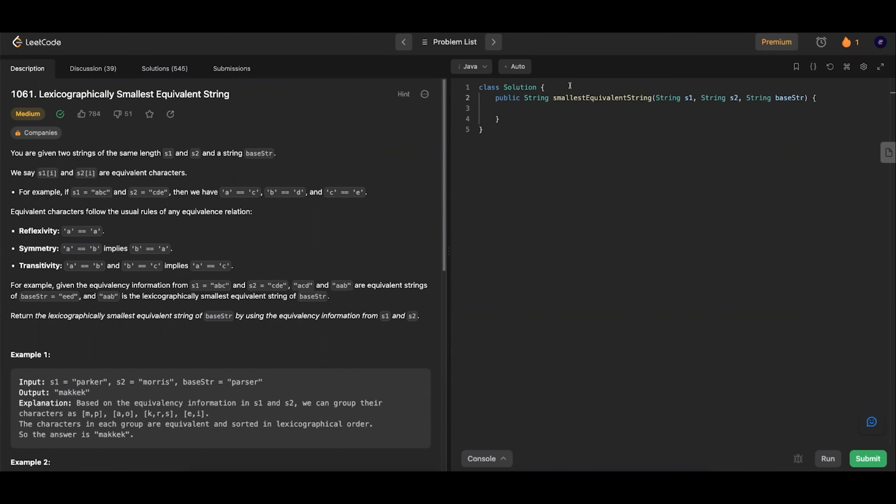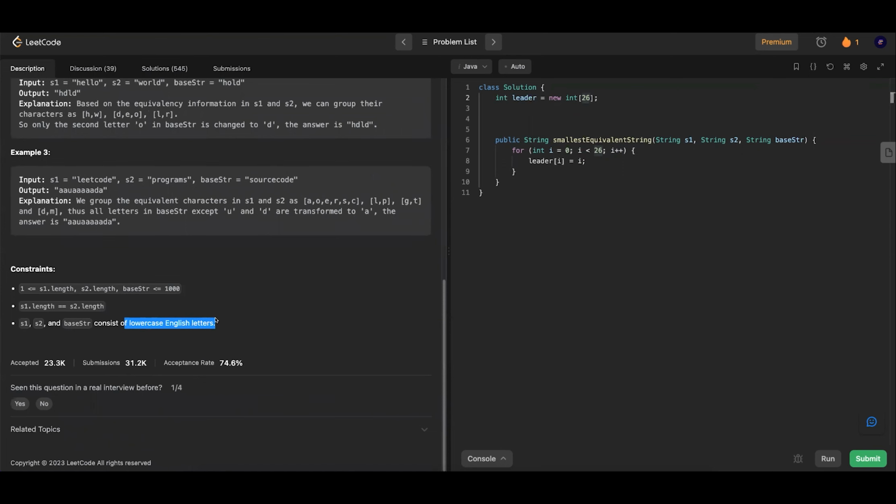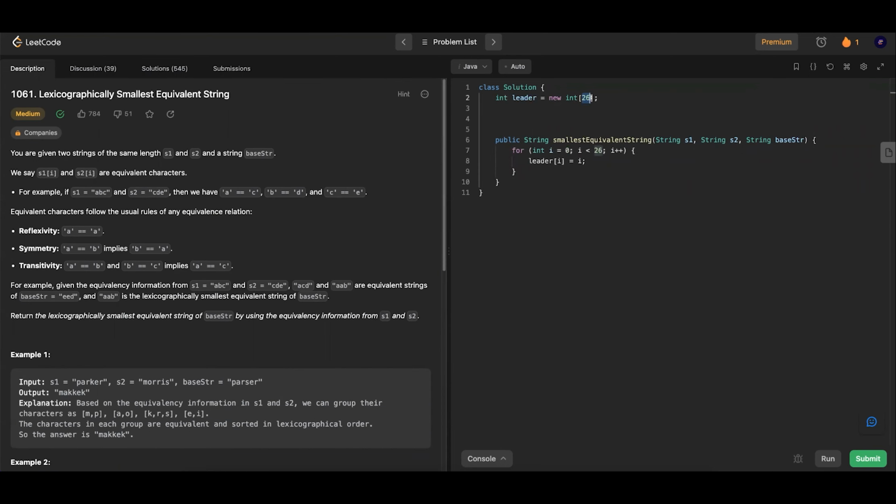In union find, we basically should have a leader array. So let's have a leader array, new integer of 26. And initially, each leader should point to itself. So let us make a loop, and each character should point to itself. Here I am taking integer of 26 because in the problem we are given that the string consists only of lowercase English characters. So we map A to 0, B to 1, etc. And initially all the characters will map to themselves.